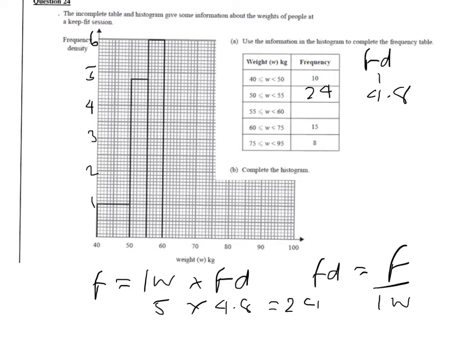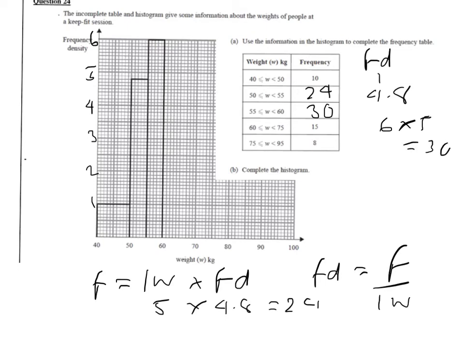On to the next category. So 55 to 60 has a width of 5. And if we read off, 55 to 60 has a frequency density of 6. So we'll do 6 times 5, and we get 30. 30 for the frequency from 55 to 60. So once again, we've got a frequency density of 6 and an interval width of 5, 6 fives gives me the 30.